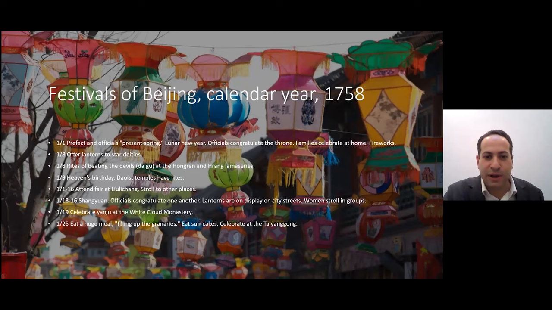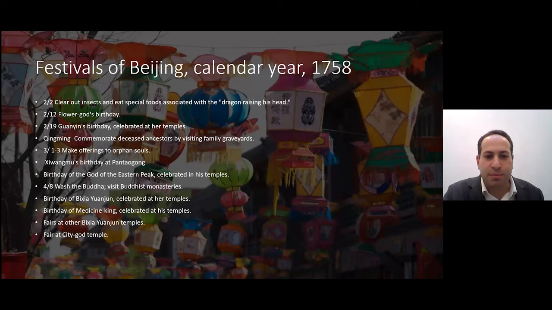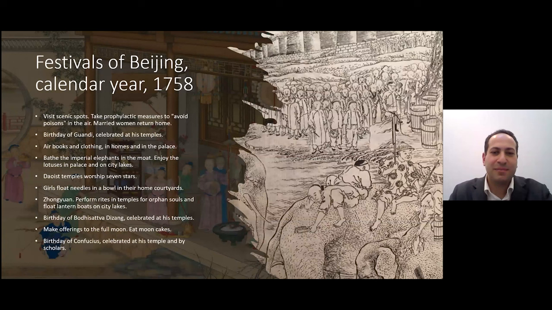Won't read through all of it, but there are various gods' birthdays and Buddhist temples and things. There's also the washing of the elephants. That was a holiday as well, which was really quite interesting. People took a day off to watch elephants being cleaned in the moat.